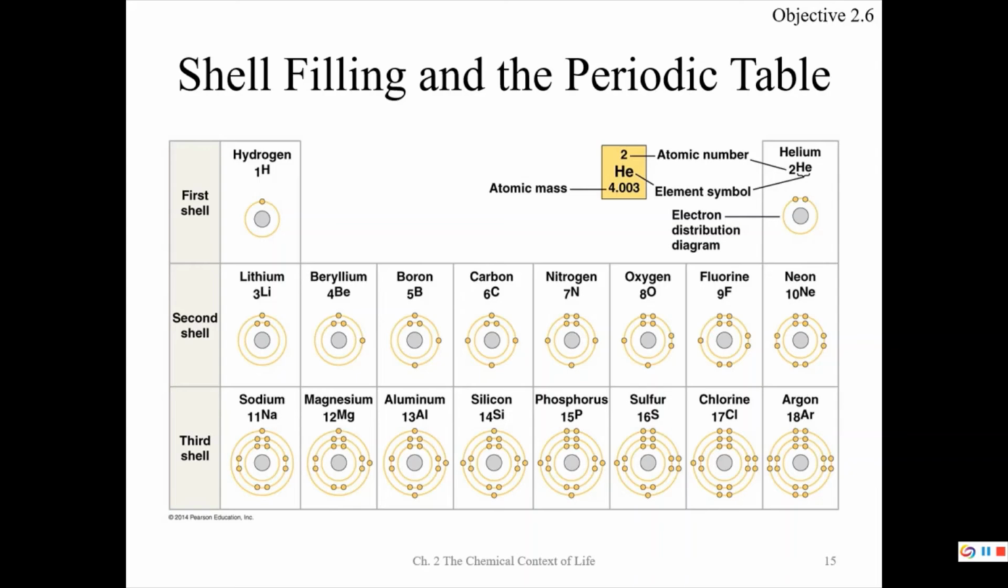You can see that hydrogen, we filled, go to helium, we filled the first shell. Then the first shell's full, we go to the second shell. We start putting electrons in the second shell until we get to neon. And then after neon, we start to fill these up again. We got sodium, magnesium, aluminum, silicon, phosphorus, sulfur, chlorine, argon. Then we're full again. And then we'd have to have a fourth shell.